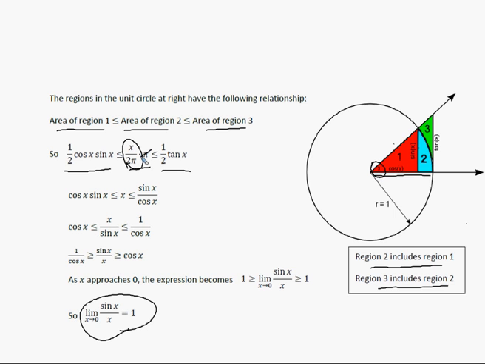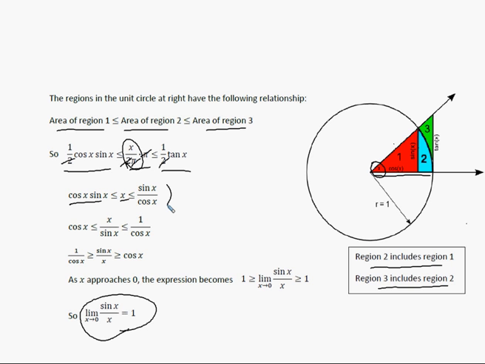The pi's cancel. Okay? There's also a 1/2 in all 3 of these. And so the 1/2s cancel. You just multiply all of them by 2. Okay, so we're left with cosine times sine, x is all that's left in the middle, and I'm going to write tangent as sine over cosine.